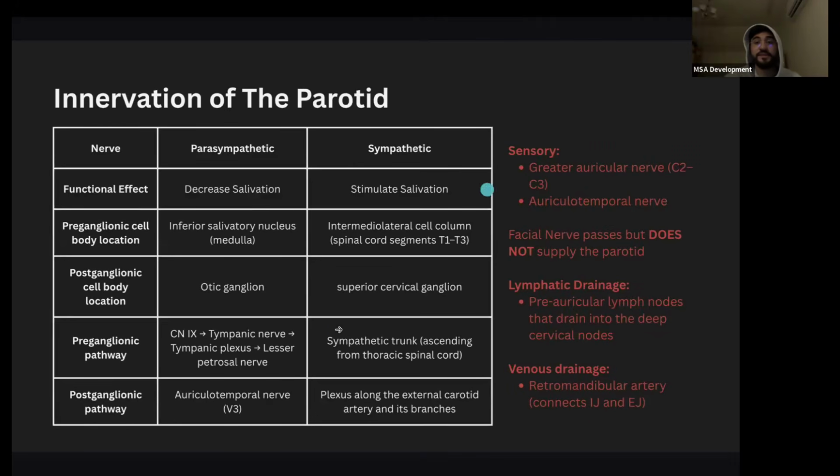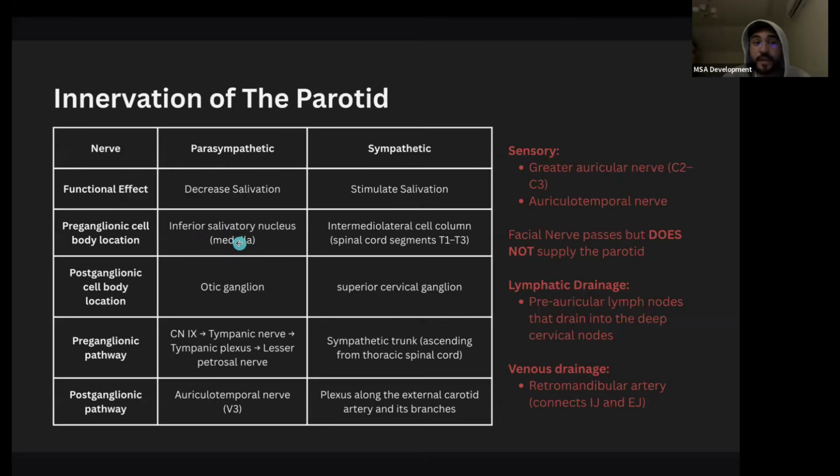Now, I know this slide is a bit wordy. It's very important that you know the parasympathetic and the sympathetic innervations that happen to the parotid. So parasympathetic will decrease your salivation. Actually, no, it's the opposite. I'm so sorry. No, actually, sorry. This is parasympathetic. This is sympathetic. However, this will increase salivation. This will decrease salivation.